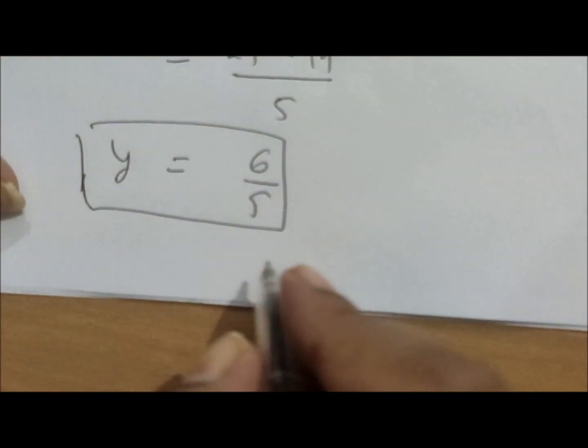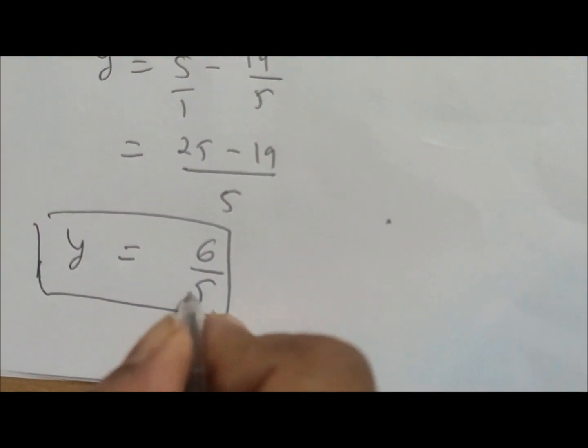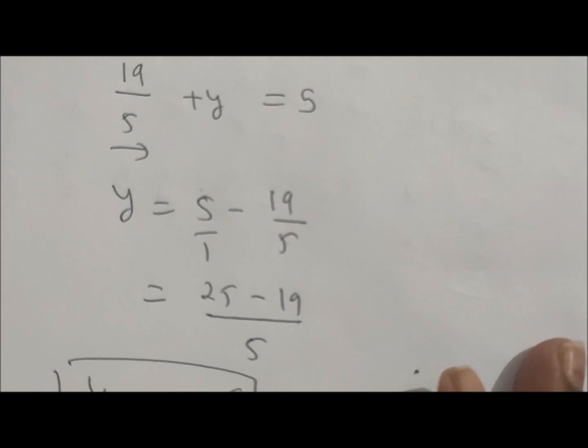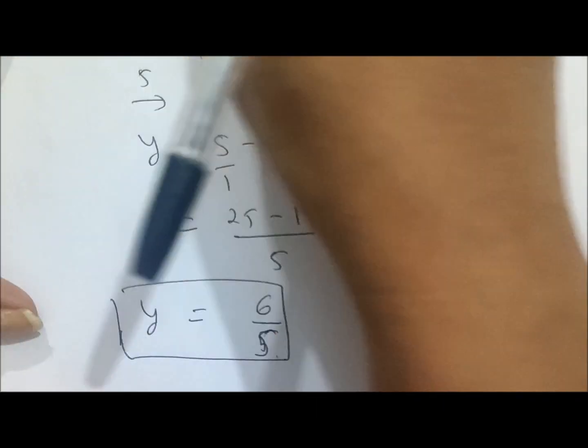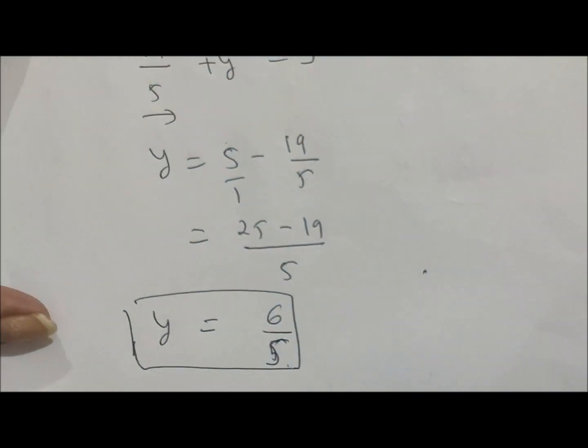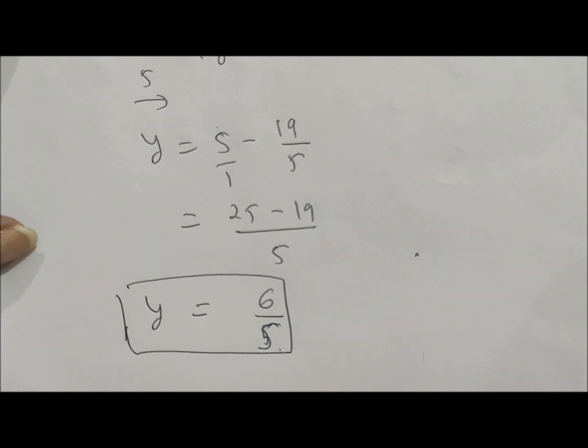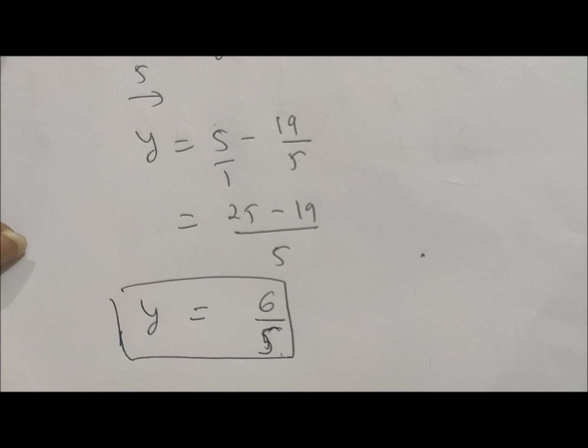Now the equation is solved and the value of x is 19 by 5 and the value of y is 6 by 5. In this way we can solve the equations by using the elimination method. So we get the values of the variables x and y. In my next video I will tell you about all the other methods.